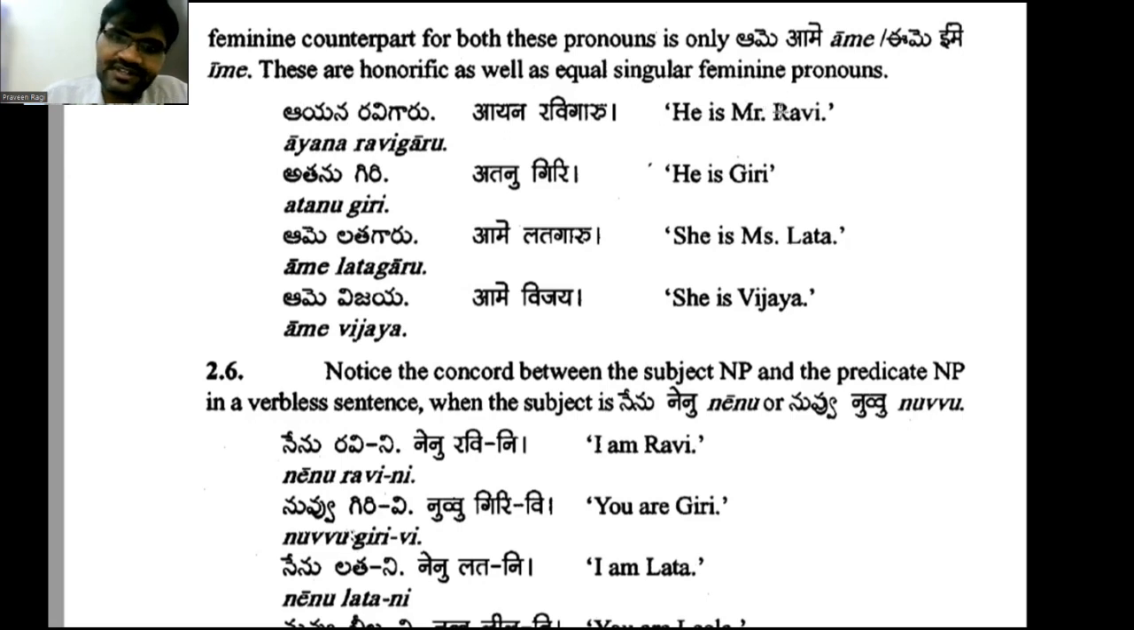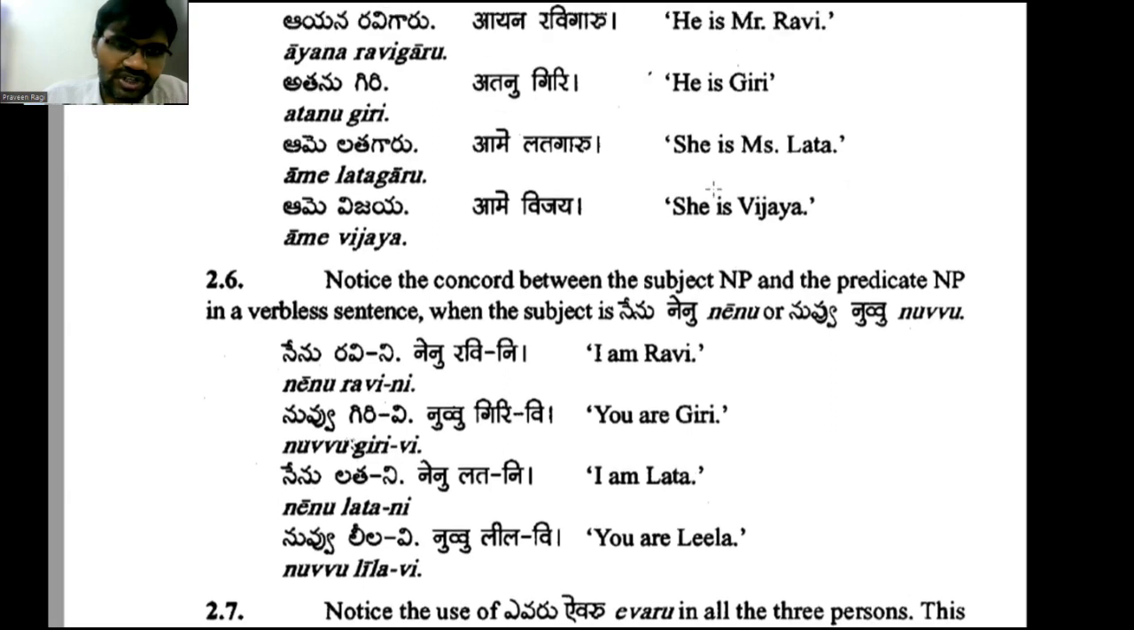Ayana Ravi Garu. He is Mr. Ravi. See here, Garu is the honorific marker. It is not the meaning of Mr. Mr. is just used in English to give respect, but Garu is an honorific marker used at the end of the name or profession. The next one is Atanu Giri. He is Giri. Ame Lata Garu. She is Miss Lata. Ame Vijaya. She is Vijaya. These are the sentences. Let's go to the next one.